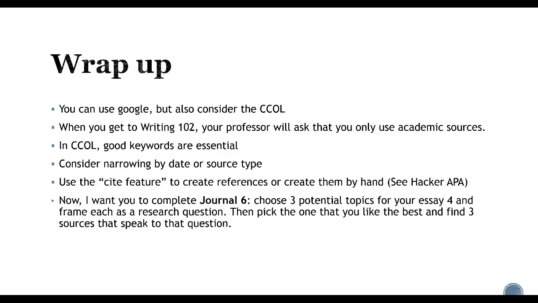For Journal 6, as I talked about, I want you to choose 3 research questions, or 3 potential topics, and hone those into a research question each. Then pick the one question that you like the best, and try to find 3 articles or sources that speak to that question. Like I said, you can use Google, but I want you to try to find at least one from the CCOL. All right? Try to find at least one article from the online library.